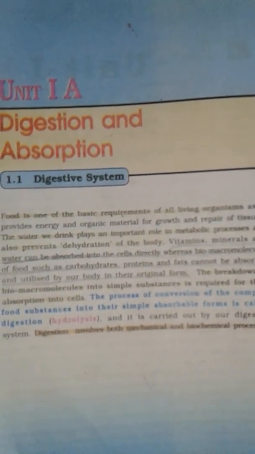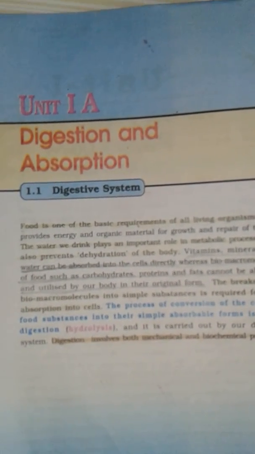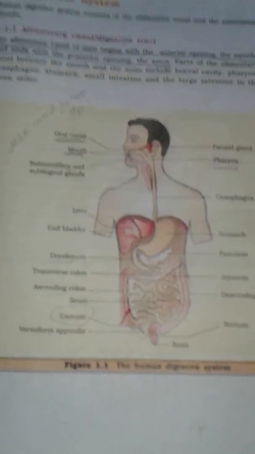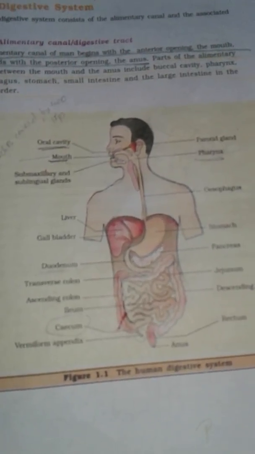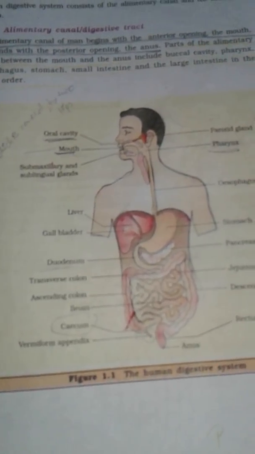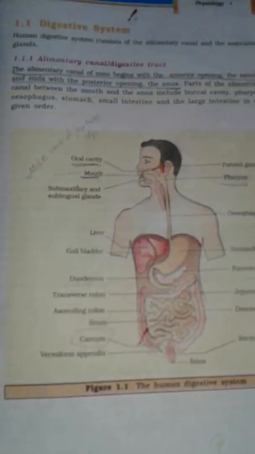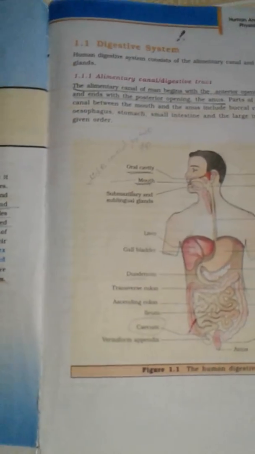For the digestion system in human beings, we learned from 8th class also, but in this second year we are going to learn somewhat more briefly about digestion in humans. Generally we know that our human digestive system has mouth, pharynx, esophagus, stomach, small intestine, large intestine, and anus. But here we are going to learn some more concepts in digestion.